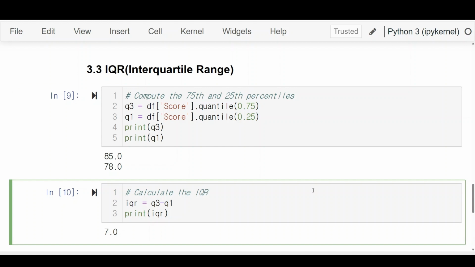Next, we subtract Q1 from Q3 to get the interquartile range, or IQR. This measures the spread of the middle 50% of our data. Here, 85.0 minus 78.0 equals 7.0, so the central half of our scores spans 7 points. The IQR is a robust measure because it ignores extreme values and focuses on the core of the distribution.